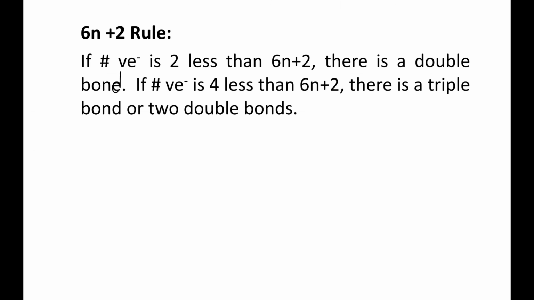If the number of valence electrons is 2 less than 6n+2, there's a double bond. If the number of valence electrons is 4 less than 6n+2, there's a triple bond or 2 double bonds. And what I mean by 6n+2 is that n is the number of atoms. So if you look again at COF2, we have 4 atoms.